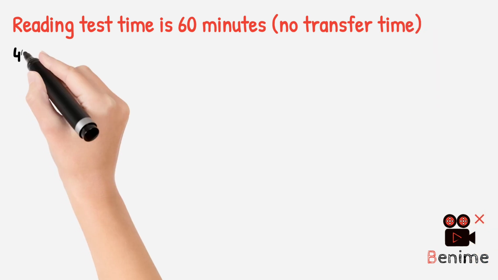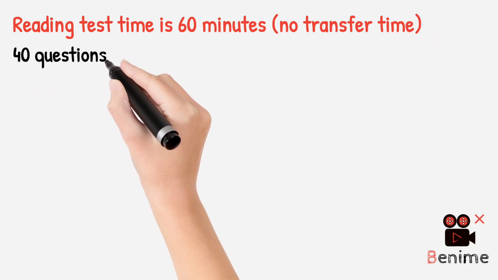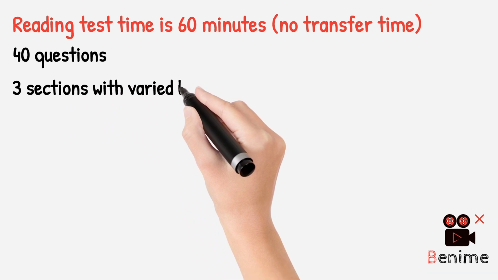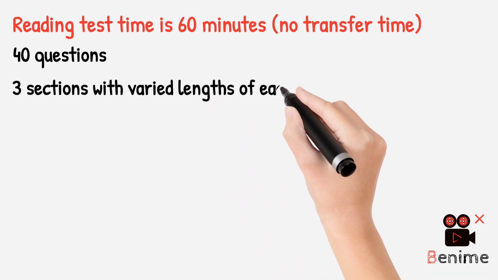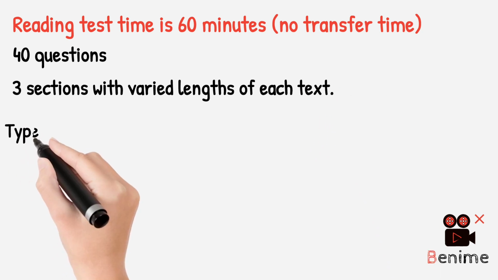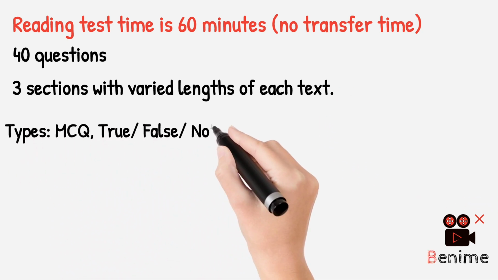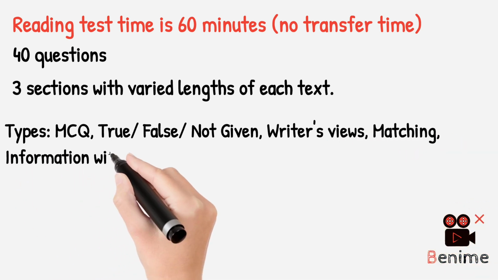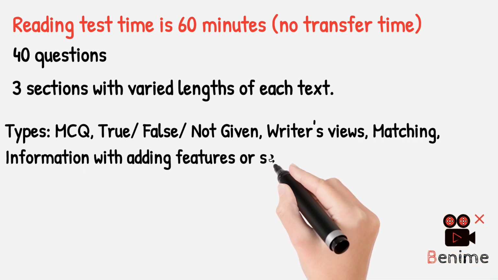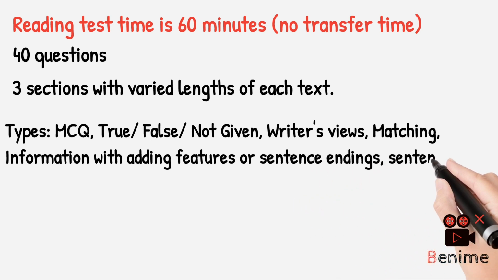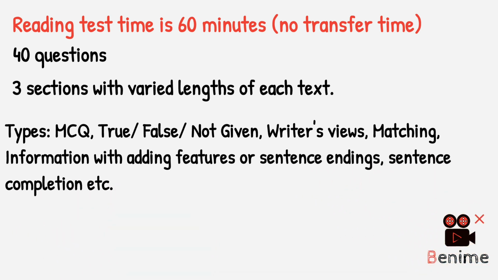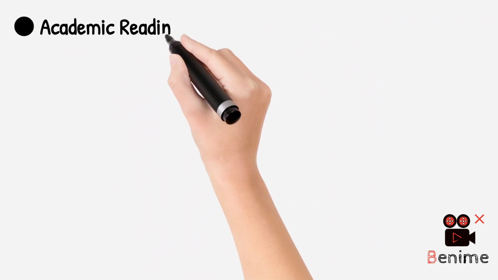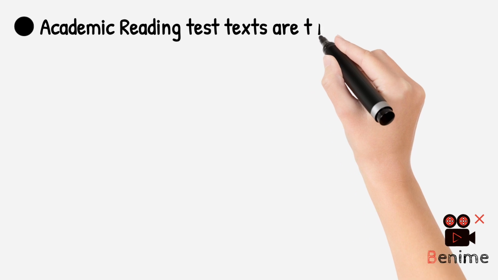Our second skill is reading, where the reading test time is 60 minutes and no transfer time is given to copy your answers. Again, 40 questions will be there and 3 sections with varied lengths of each text. Now, the type of questions you'll get in this is your MCQ, true, false, not given, writer's views, matching information with adding features or sentence endings, sentence completion, etc. So you'll get a variety of questions which will be asked in your reading test.